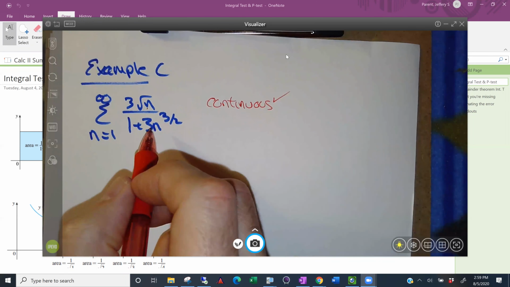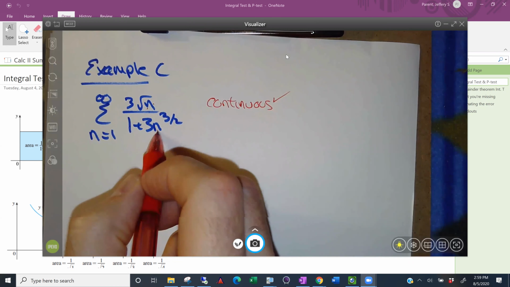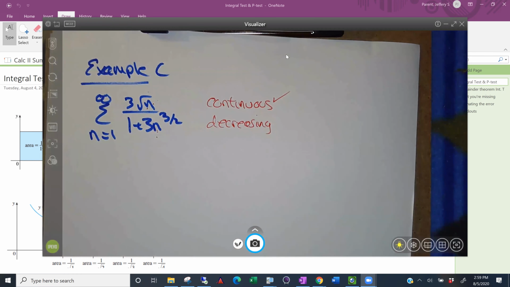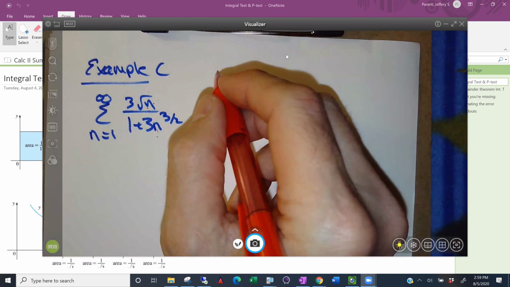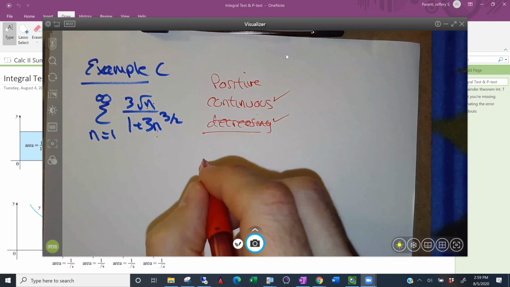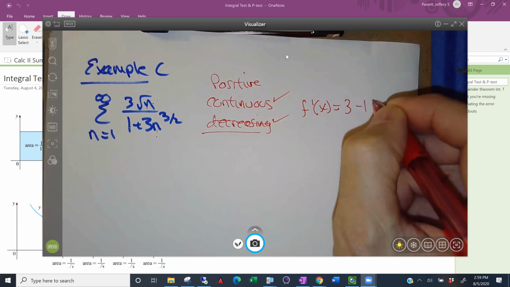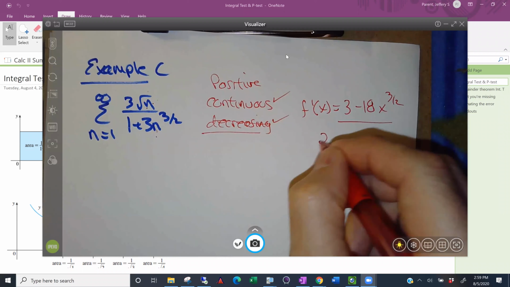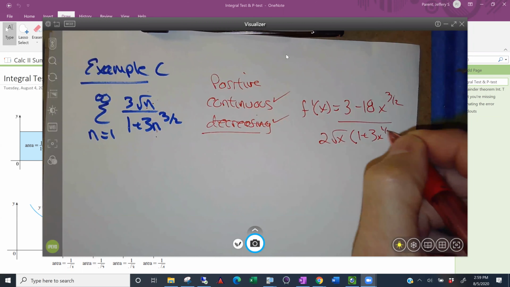It's decreasing because as n increases, this number is going to be smaller than this one. This is going to get bigger faster than n to the 1/2 that you have in there. There's one more thing that we've got to check. Oops, I wrote decreasing. That's the part that I was going to check. Continuous, it's positive. That's what I meant to check. Decreasing, yeah, it is decreasing. Well, you can see that by looking at the derivative. F prime of x. I'm going to help things out a little bit here. I'm just going to give it to you. It's going to be 3 minus x to the 3/2 over 2 square roots of x divided by the quantity 1 plus 3x to the 1/2, squared.